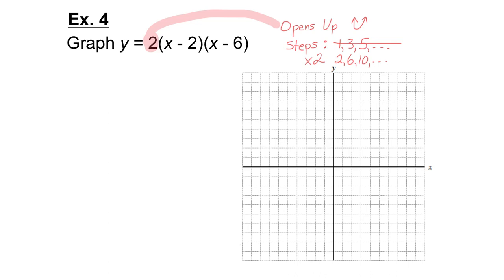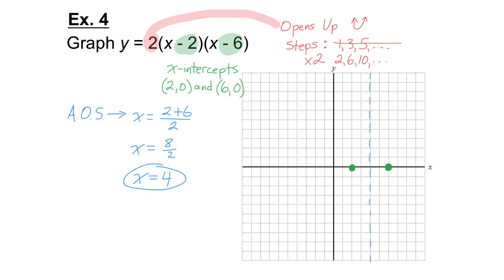I'm just going to do that in a different way. Remember that the factored form tells me where the x-intercepts are. So if I know where the x-intercepts are, I can use that to find the axis of symmetry. Because I know my x-intercepts are 2 and 6, well, the axis of symmetry is going to be halfway between those, because I know that my graph is symmetrical.